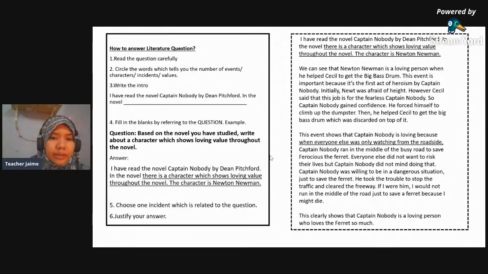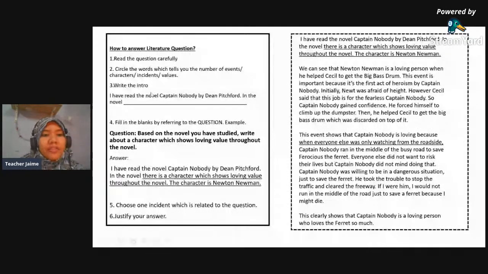Dia nak apa? Dia nak 1 event ke? 2 event ke? Berapa karakter? 1 ke? Banyak ke? Tak kisah ke? Berapa values? So kita cari yang number-number, you circle. Number 3, you write the intro. Okay, tengok intro dia, it's the same.